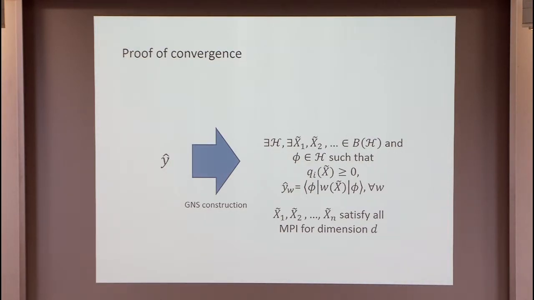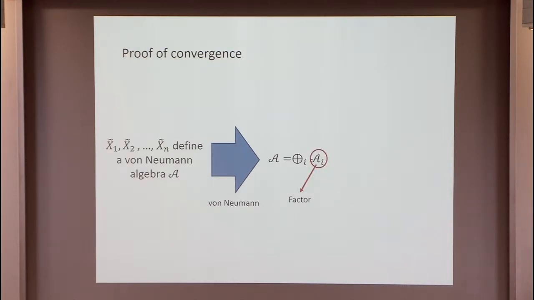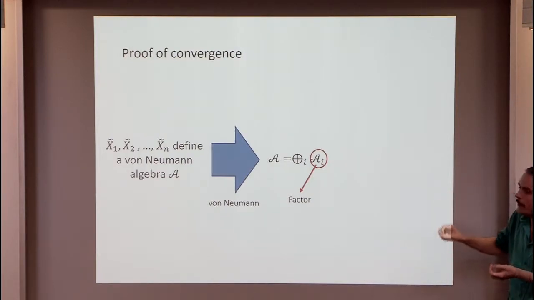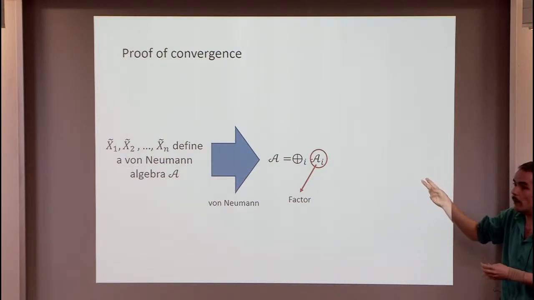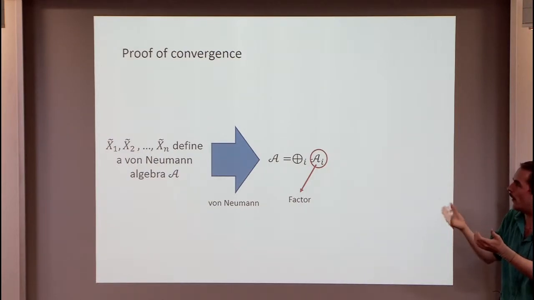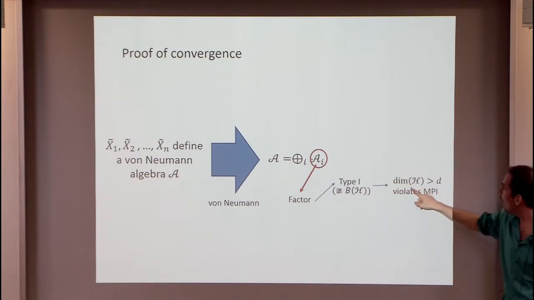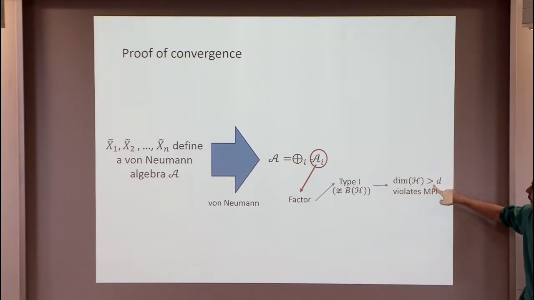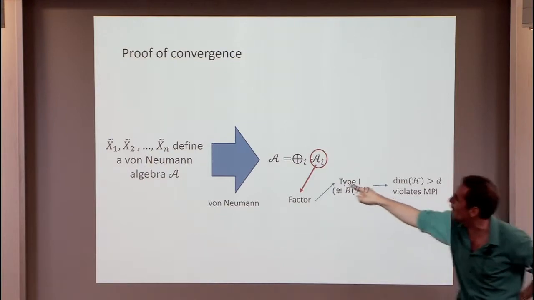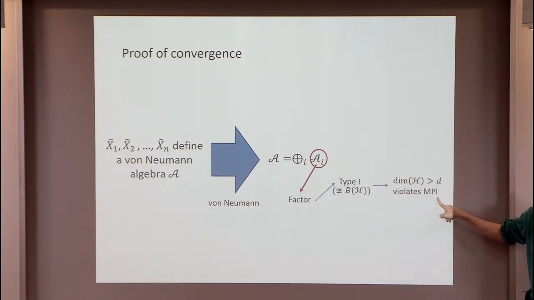Now, you consider the algebra that these elements generate, and then there's this theorem by Von Neumann that tells you that you can block diagonalize it into some direct integral of factors. And there are three types of factors. Factors of type 1 are more or less like B of H. And if one of these factors were of type 1, then we know that you couldn't have a dimension greater than d, because then you could prove that these things would violate some matrix polynomial identity.